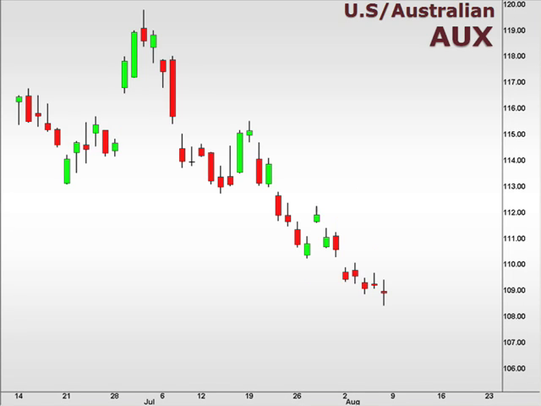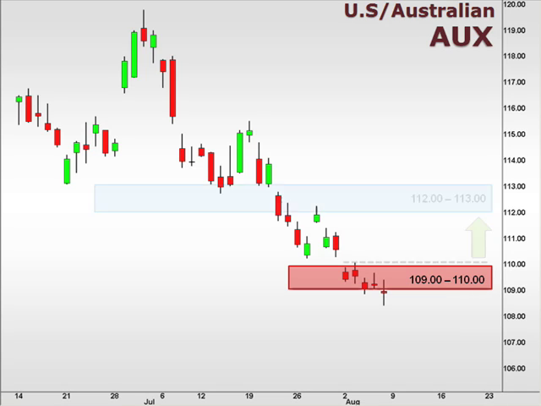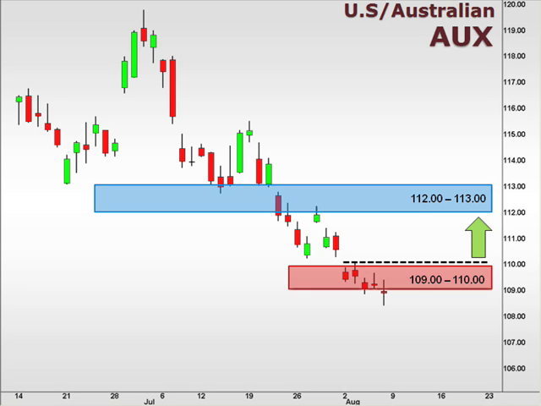Well, the AUX, the US versus the Australian dollar, is trying to hang on at 109, but the path of least resistance continues to be lower, with the 106-107 focal zone being a very significant support zone. A break above 110 is likely to follow through with a test of the 112-113 focal zone for resistance.